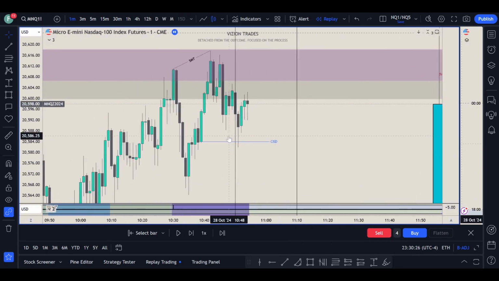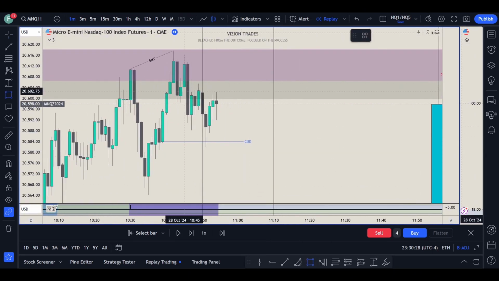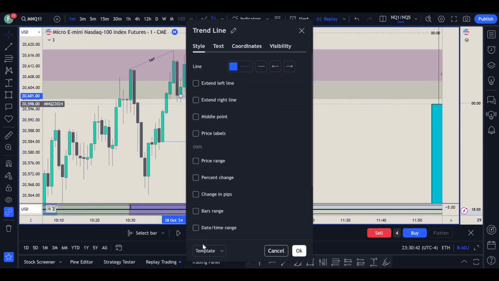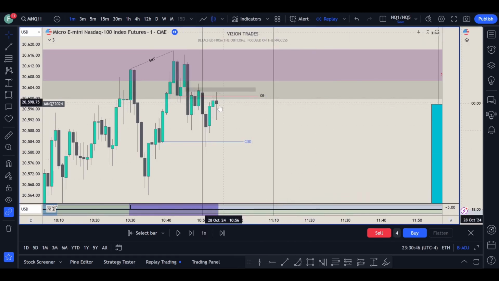And let's see if we're holding any gaps. Yes, so we do have this gap right here, a very tiny gap. If I just pull that out, you can see we do have a gap there within this order block, okay? So let's mark that out. Okay, so we have this order block here with a gap. So that could be an entry.